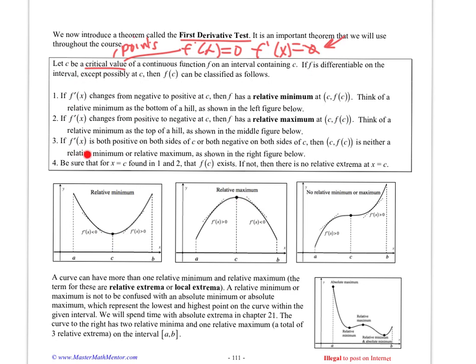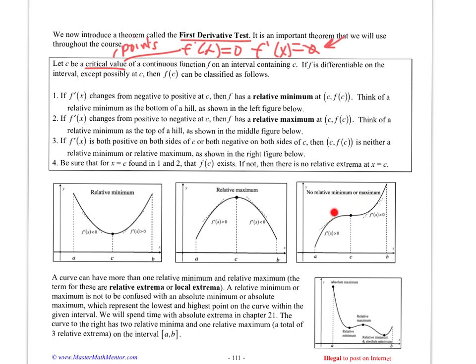And if f prime of x is positive on both sides or negative on both sides, then it's neither a relative max nor min, kind of like this right here. This point is a critical point. It was probably that f prime of x was undefined there. And when you checked the left and the right on the derivative, the signs didn't change. You had positive and you had positive. So this is a function.